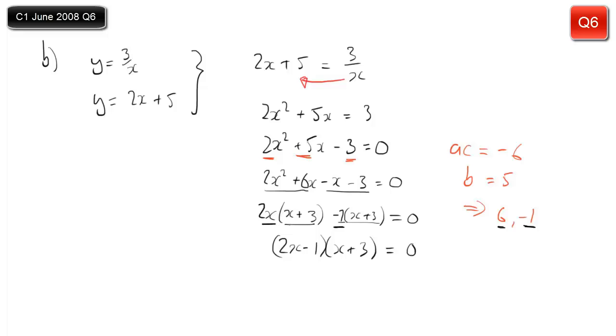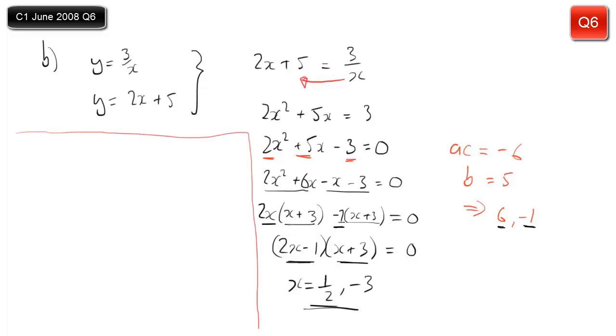So that gives me my 2 x values. So x is either, well, if this bracket is 0, then x would be a half, and if this bracket is 0, then x would be minus 3. So I'm almost there, but I've got to find the y values because I need the coordinates of the points of intersection. So to get the y values, I just need to substitute the x values that I've worked out back into one of my equations. It doesn't matter which one. So you pick the simplest. So I'm going to sub into y equals 3 over x and see what I get.